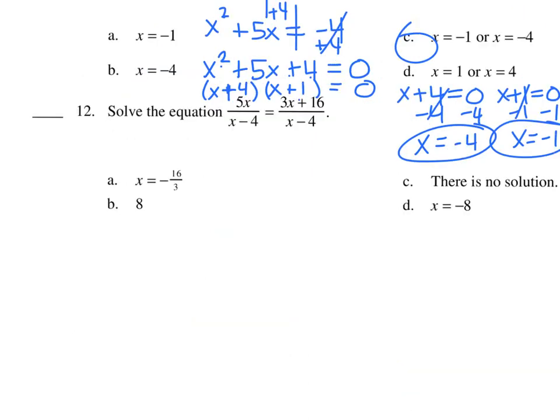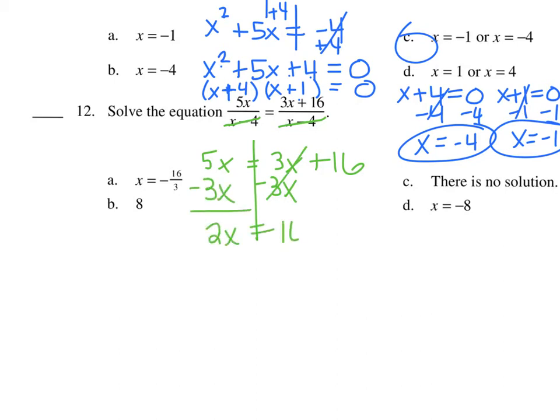Number 12 is so amazing because both of these fractions have the same denominator. And when the denominators are the same, we can just cross them out. If they weren't the same, we would be cross multiplying right now. But they are the same, so we just need to solve the top. 5x equals 3x plus 16. So first step, I'll move the 3x's over to the other side, which means 2x equals 16. Divide both sides by 2, and we get x equals 8.